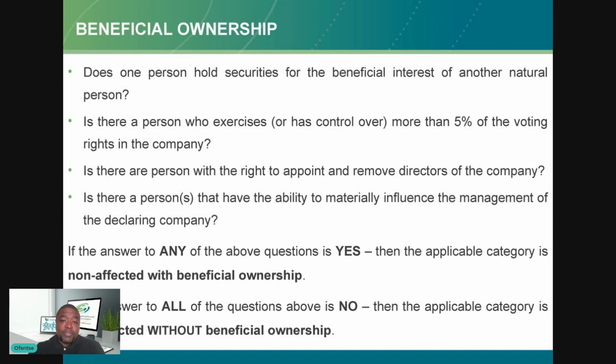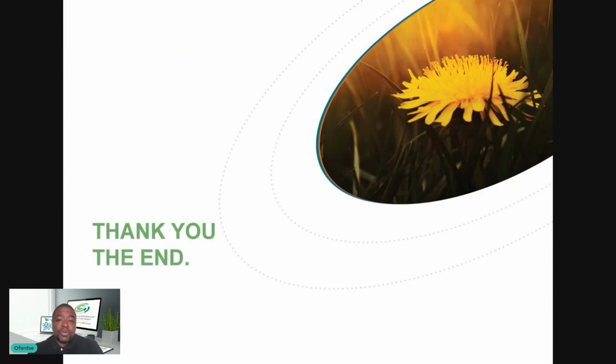And with that, we hope that it provides a bit of understanding and clarity as to which category or option you are required to choose when filing beneficial ownership information.